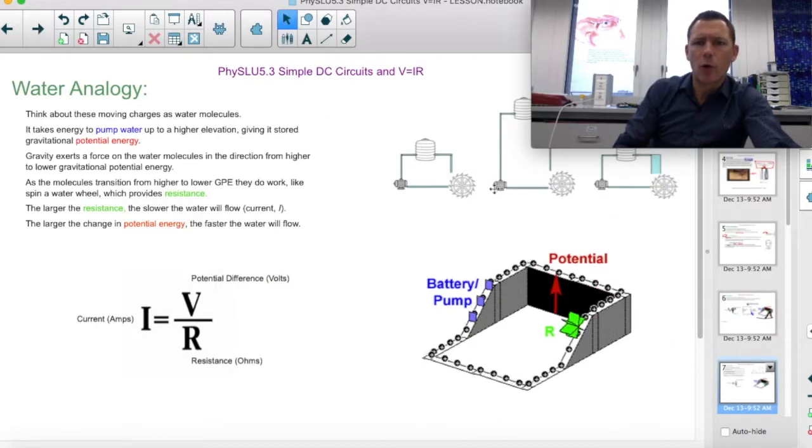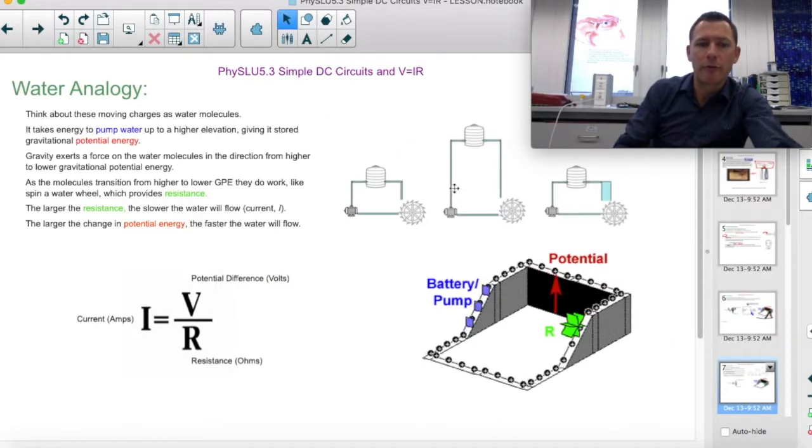So this is the same water analogy that we were working with before. An increase in resistance will decrease the current, and an increase in pressure, voltage, will increase the current. We kind of walked through that already.